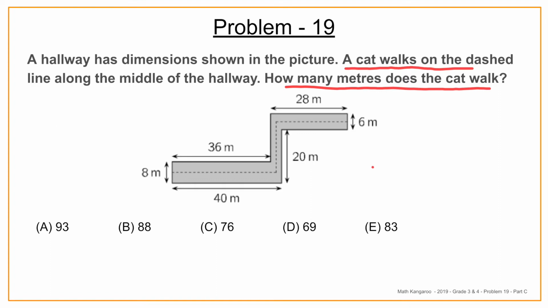So let's start. First, we know that a cat walks from here to here. So we know this distance. This is 36 and total is 14 meters.